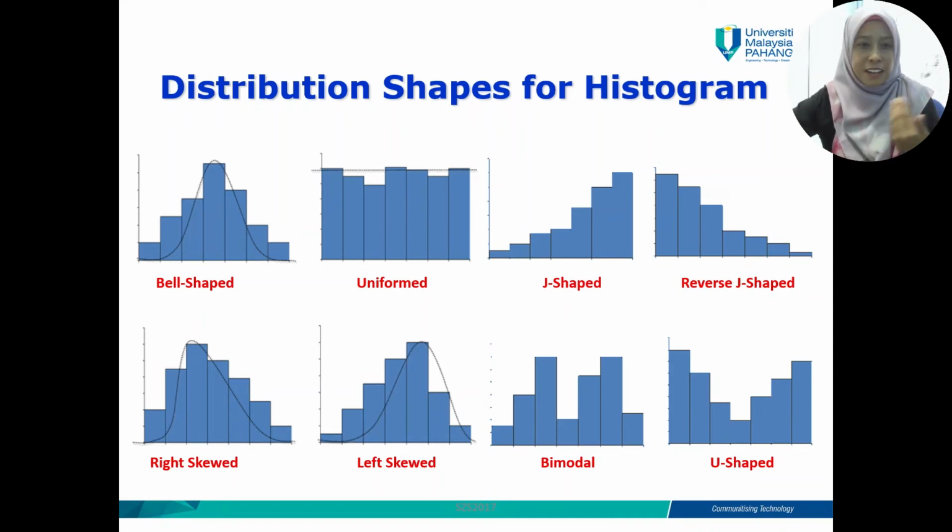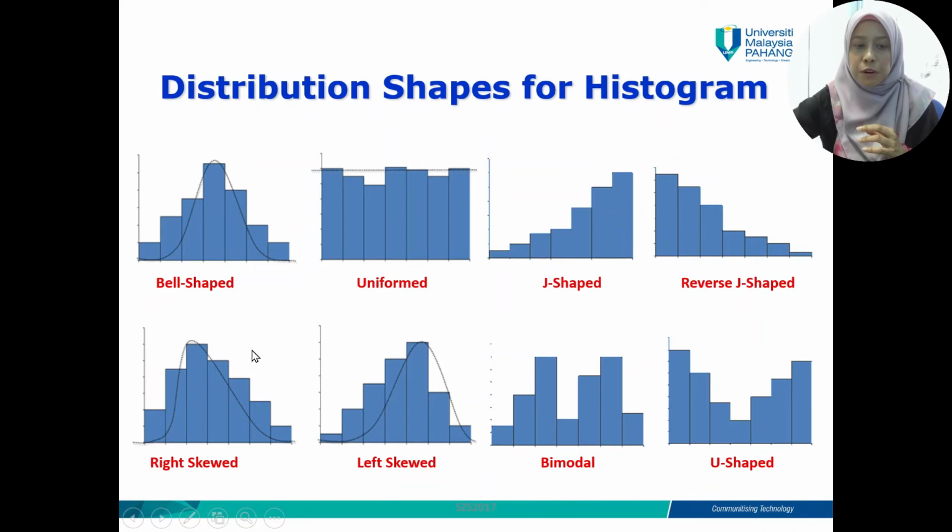So let me introduce to you some other forms of shapes. Uniform shape, J-shaped distribution, reverse J-shaped distribution. You can see in J-shape the trend is continuously increasing towards the right hand side, and for reverse J-shaped, the trend is decreasing towards the right hand side. And then this is right skewed distribution. You can see it increases and then continues to decrease, okay?